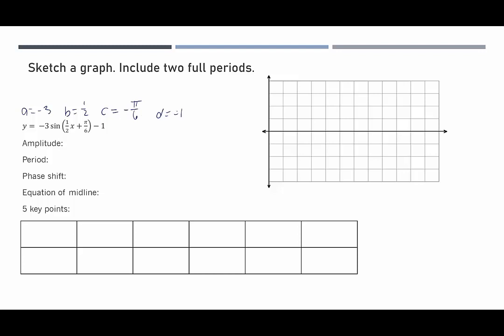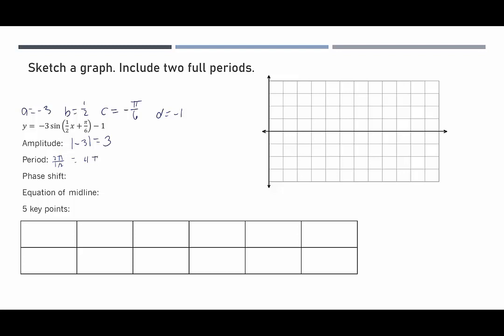This is a sine graph, so we should be starting in the middle. And we will start in the middle. But let's label all of our information. The amplitude, that's found by taking the absolute value of a. So that's going to be the absolute value of negative 3, which is 3. The period is found by taking 2 pi and dividing it by b. So that's 2 pi over a half. That's going to give us 4 pi.